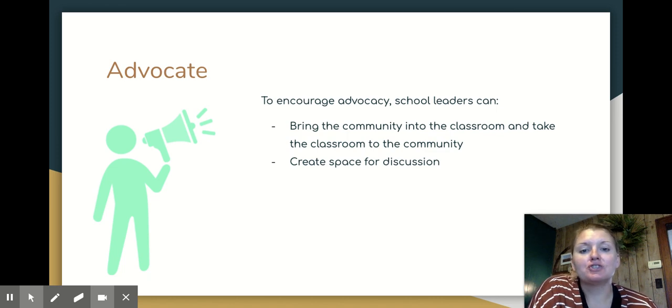To advocate, you should encourage advocacy for all of the staff and students. And one way you can do this is by bringing the community into the classroom and taking the classroom to the community. And let that community see what their tax dollars are paying for. Let them get to know the students so that they can help them and prepare them for the future, and make sure that all the students in the community are also seeing what their community looks like. And I think by doing that, you're able to give students a better understanding of the world around them, not just the people that are sitting right next to them or their close-knit group of friends.